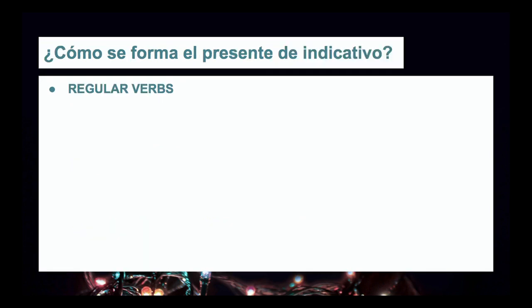All right, now that we know when to use the present tense, we need to know how to form the present tense. In other words, how do we conjugate a verb in the present tense? First, we'll go over the conjugation rules for regular verbs. These are called regular verbs because they follow a pattern that can be memorized and applied to any other regular verb.